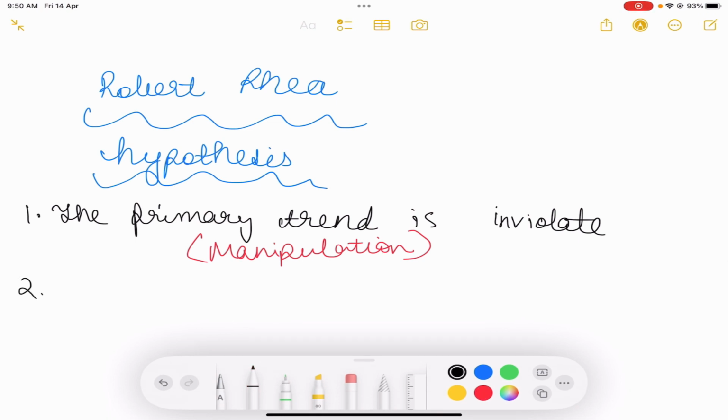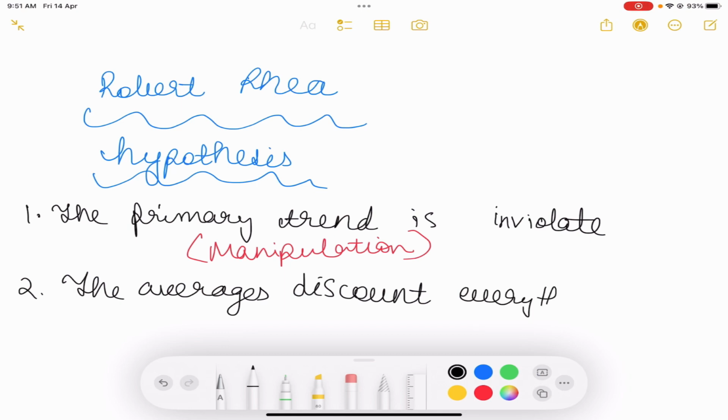Now let me see my second hypothesis. The averages discount everything. Now what do you understand by the averages discount everything? We saw a little bit related to this in the previous chapter. Think about it. When we are talking about averages, we are talking about the index or the indices, like the Dow Jones index, the S&P index, the Hang Seng index, Nifty, Bank Nifty. Earlier, indices used to be referred to by the name averages.